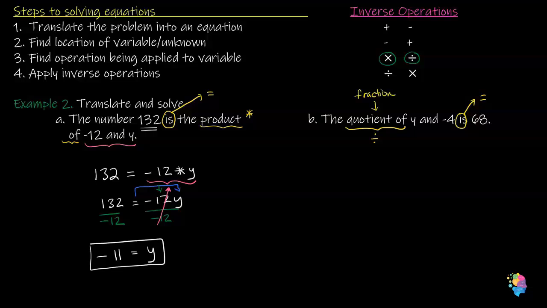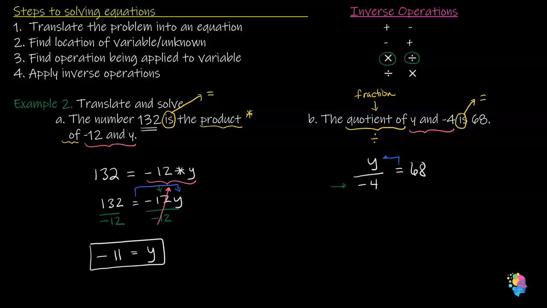What they're asking us to write as a quotient is y and negative 4. So let's write this. Y over negative 4 is equal to 68. Perfect. Y is on the left side. The operation being applied here was division by negative 4.